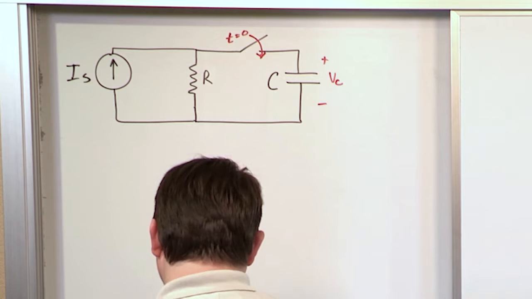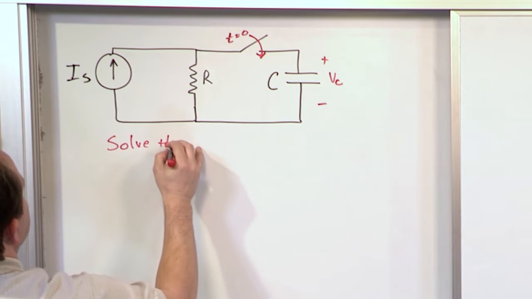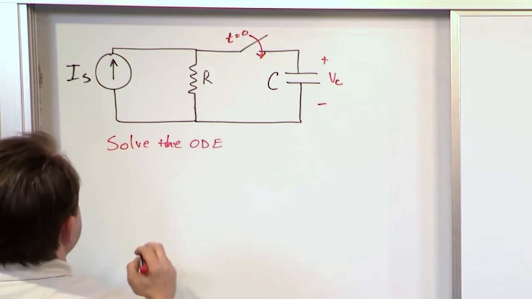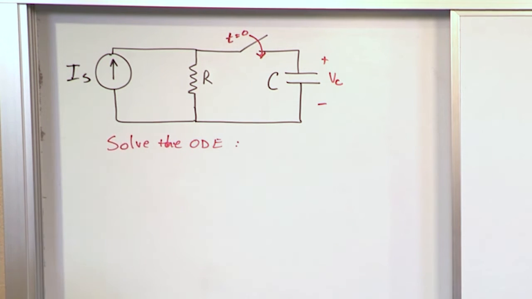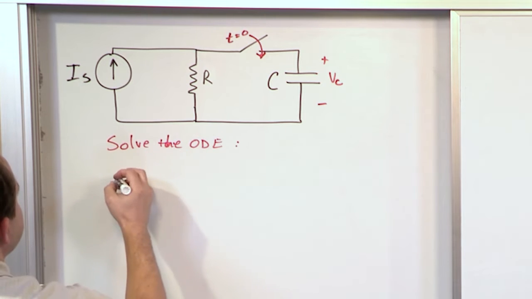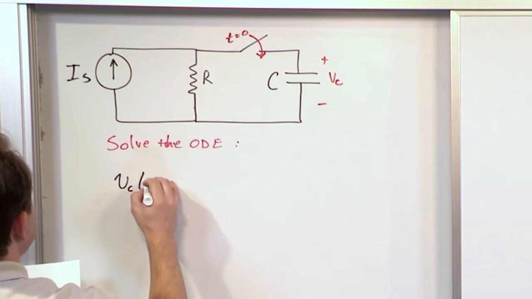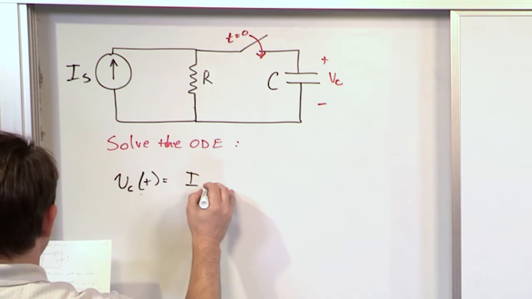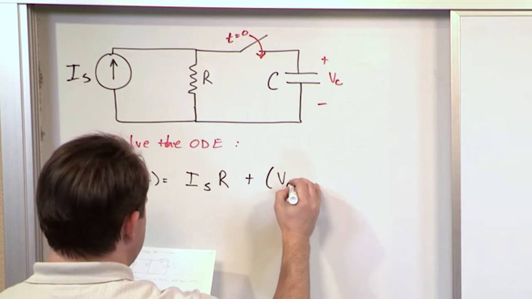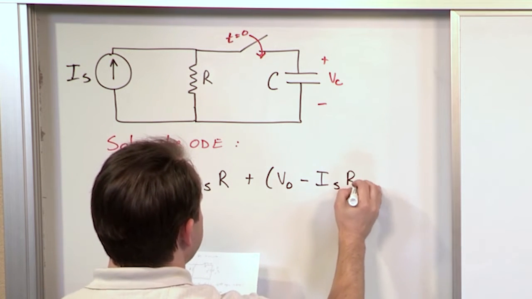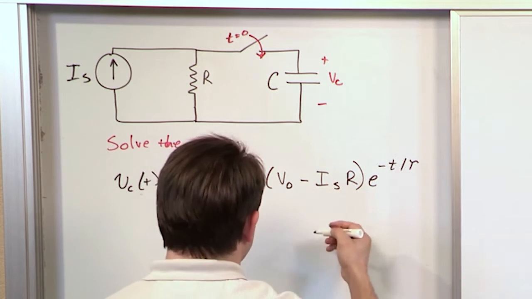If we solve the ordinary differential equation, we're going to get the following. I'm not going to do it all because it just takes up a lot of board space, and I don't think it really adds to your understanding. What you're going to get is the voltage across this capacitor, which is labeled over here, as a function of time: v(t) = I sub s times R plus (V naught minus I sub s times R) e to the minus t over tau. And this is, of course, for t greater than 0.